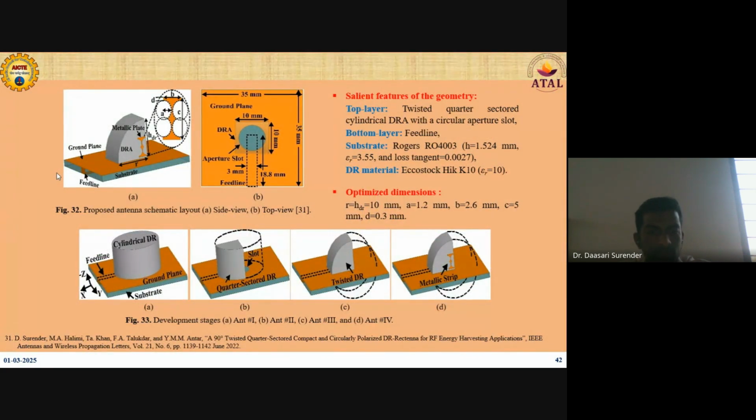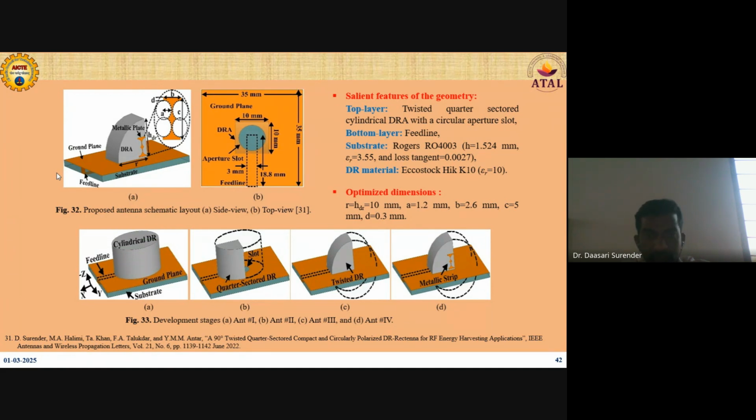And this is one of the best articles that was published in IEEE Antenna letters. So here the beauty is that the authors used a cylindrical dielectric resonator antenna, and a sectoring approach has been used by the authors for reducing the size of the antenna, and they also twist the antenna to increase the gain. And here, for getting the circular polarization characteristics, a metallic strip has been incorporated onto the surface of the twisted circular dielectric resonator antenna.